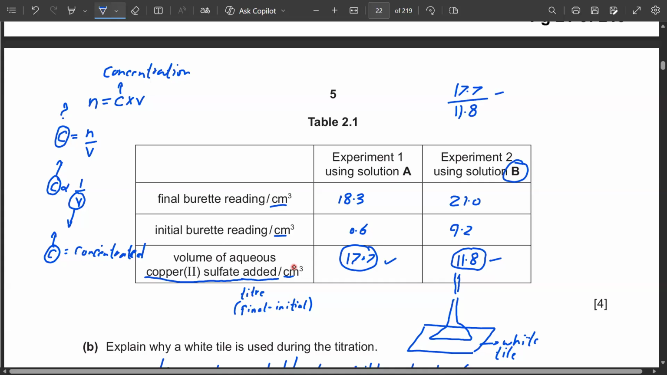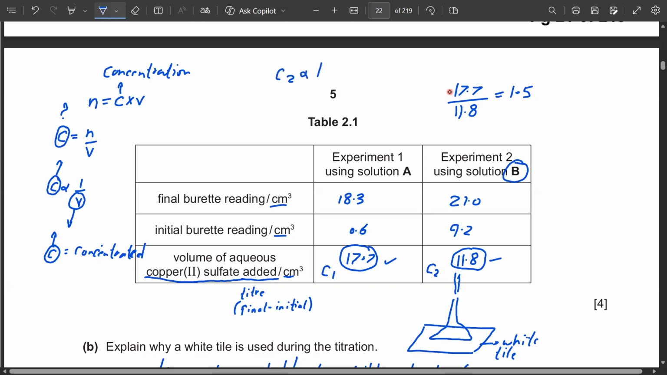The answer will come out to be 1.5. Why am I using 17.7 on the top and 11.8 on the bottom? The reason is 17.7 has an inverse relation with the concentration. If I write this as my C1 and this as my C2, C stands for concentration.